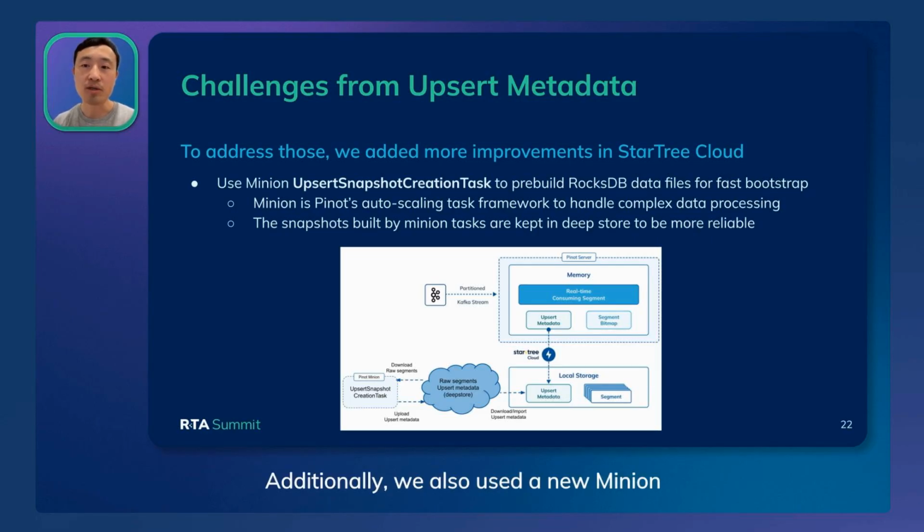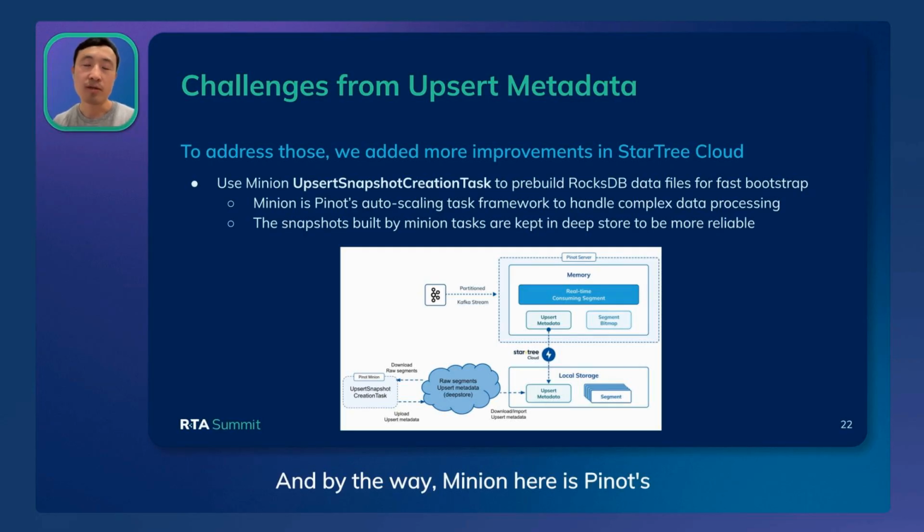Additionally, we also use a new minion task to pre-build the snapshot of Upsert metadata, which essentially is a set of RocksDB data files. And RocksDB allows users to import data files directly. So based on this RocksDB feature, when a server gets restarted, we can simply import the Upsert metadata to reduce the metadata rebuild time. And those pre-built Upsert metadata are kept in the deep store, so it's a lot more reliable than keeping the snapshots on the server's local disk.